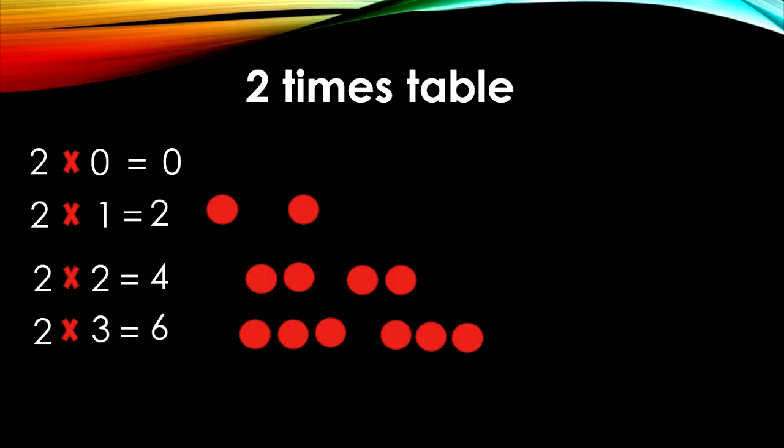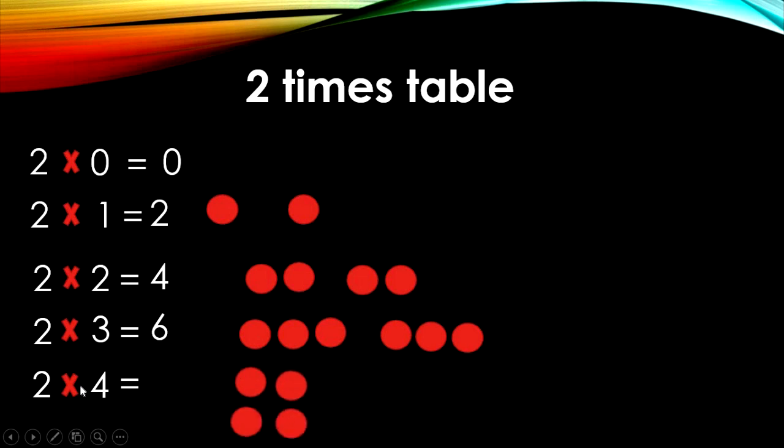Excellent. Then we have 2 times 4. What we have to do is make 2 groups. Each group should contain 4 objects. The first group, 1, 2, 3, 4. The second group, 1, 2, 3, 4. Now let's count the objects that we have together to get the total. 1, 2, 3, 4, 5, 6, 7, 8. It means 2 times 4 is 8.